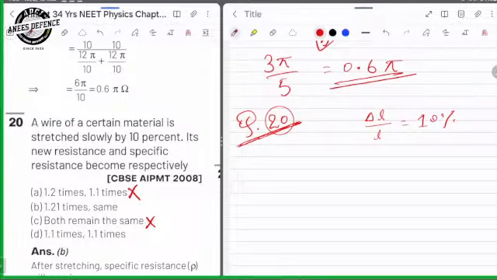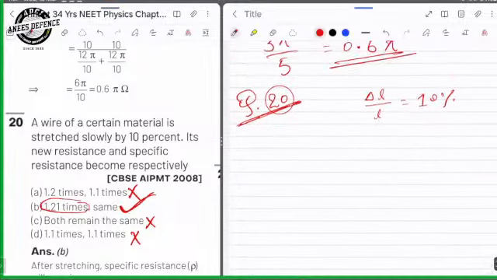1.1 times is also wrong. And 1.1 times is also wrong. Meaning without solving, you can mark this option. Listen carefully. Without solving, you can mark option B. But the question is, how much is the new resistance? In the question it is given as 1.21 times. How to calculate that? Initially, listen carefully. How can you calculate?